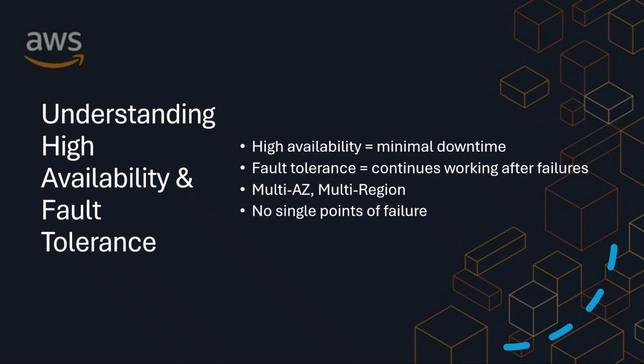Before designing resilient architectures, it's important to understand the difference between high availability and fault tolerance. High availability means your workload stays reachable with minimal downtime, even if parts of the system fail. This typically involves redundancy across availability zones. Fault tolerance goes a step further. The system keeps operating even during component or infrastructure failures, often without any noticeable disruption. Achieving this requires designing systems that eliminate all single points of failure, replicate resources across multiple zones or regions, and detect issues automatically. In AWS, these concepts are made easier thanks to multi-AZ services, managed databases, load balancers, and automated failover.